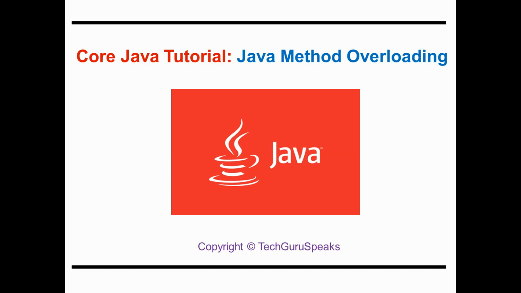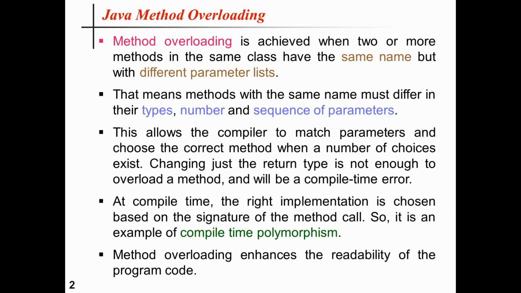Polymorphism in Java basically comes in two forms: compile time polymorphism and runtime polymorphism. Java method overloading is basically an example of compile time polymorphism. So today's topic of discussion is Java method overloading. Method overloading in Java is achieved when two or more methods in the same class have the same name but with different parameter list. That is the most important thing to consider.